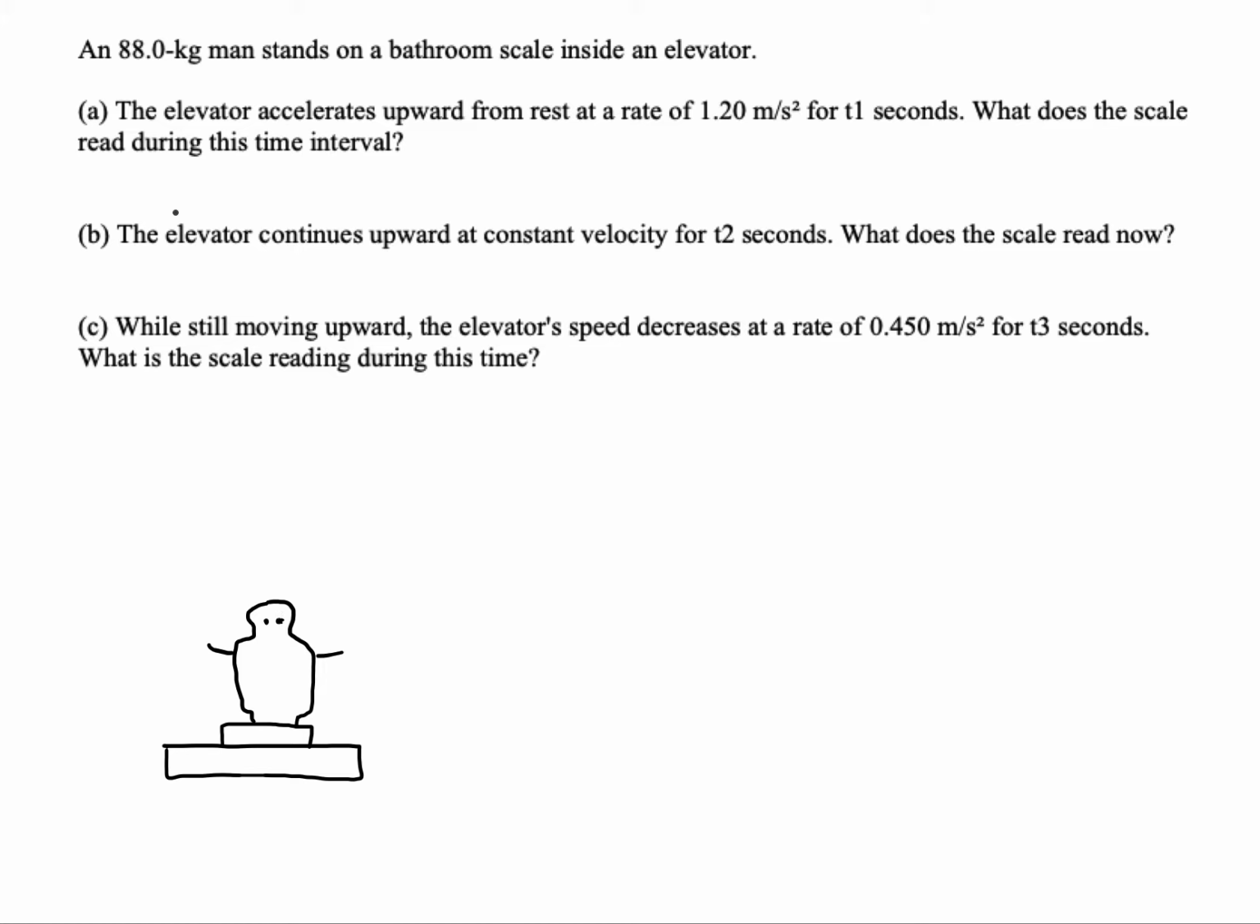So the person's weight never changes. Earth's going to pull down on the person all the time, no matter what. So that'll be Fg, and that can be calculated just by the mass of the person times g. So 88 kilograms times 9.8 newtons per kilogram makes 862.4 newtons.